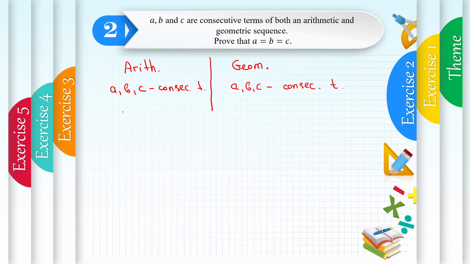So if a, b, and c are consecutive terms of an arithmetic sequence, this means that the difference of any two consecutive terms is a constant. So this means that b minus a is equal to c minus b, or a minus b is equal to b minus c, or 2b is equal to a plus c.